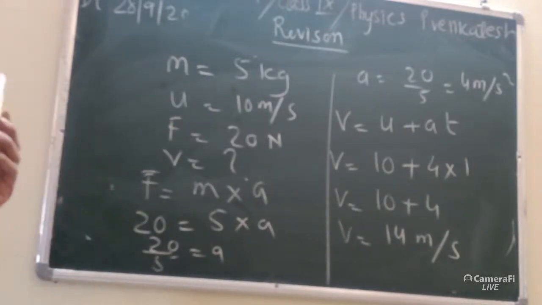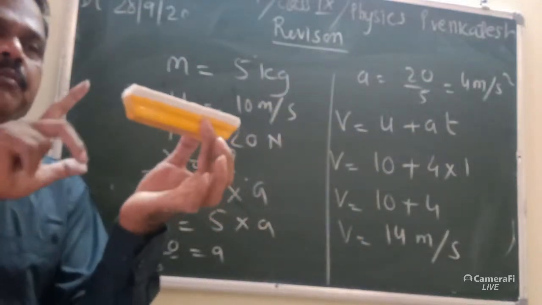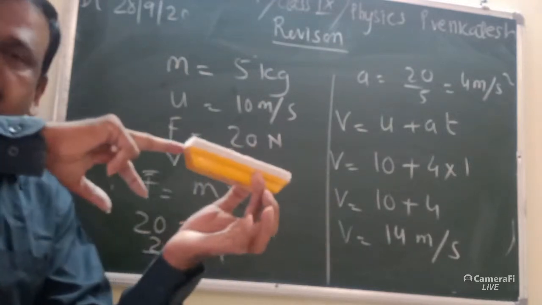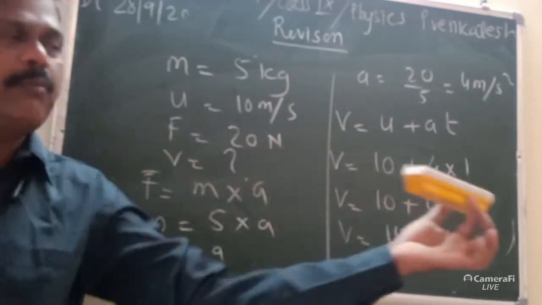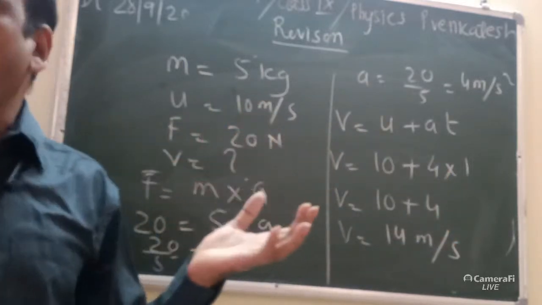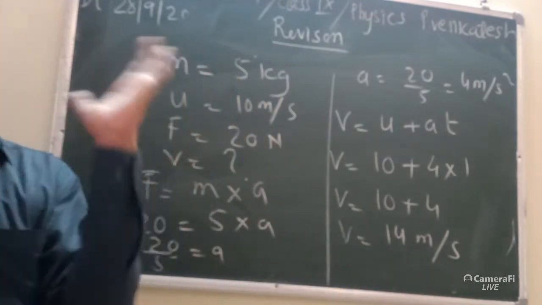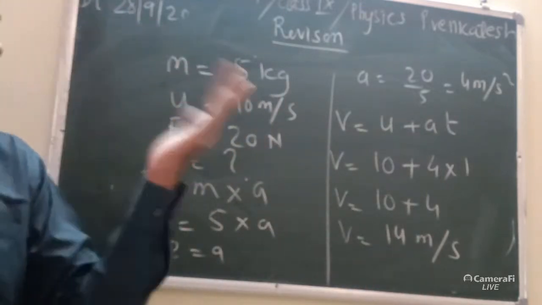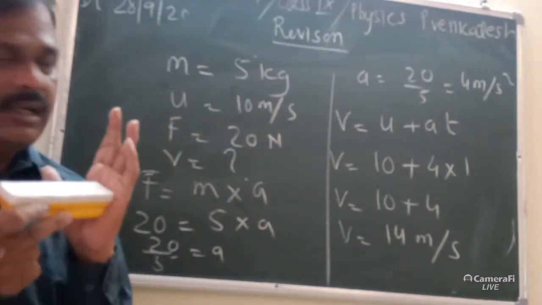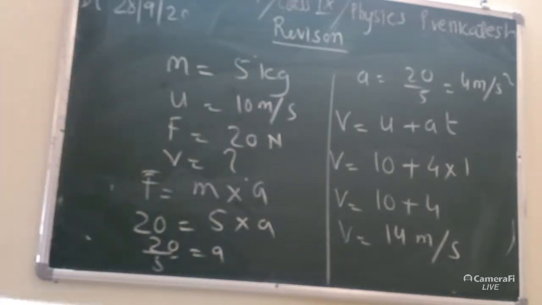Okay. Now suppose this is a body. This is at rest, means it is having initial velocity u equal to 0. When you put a force on it, the body starts moving. That will be final velocity. Or suppose this is moving, when you applied brakes, this will come to the rest. At that time, the body which was moving with a speed, that is initial velocity, and when it comes to rest, that is final velocity. At that time, v equal to 0.